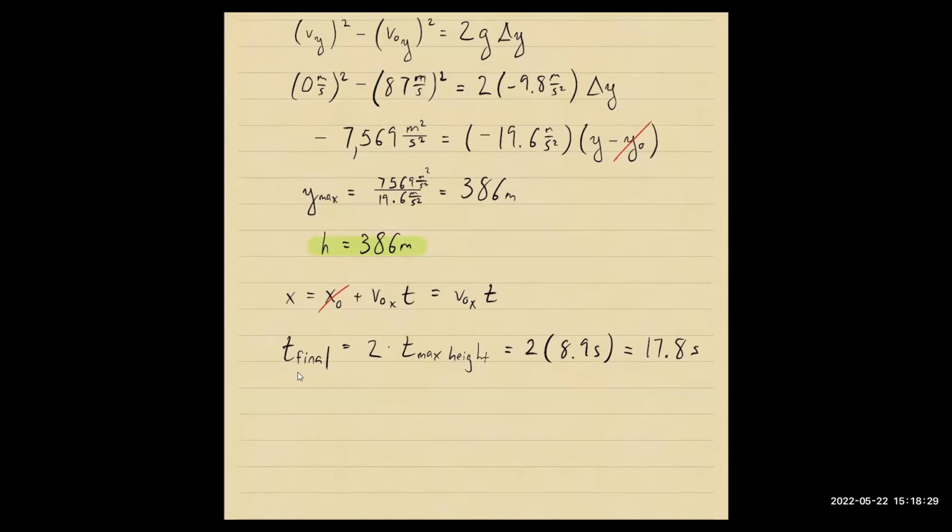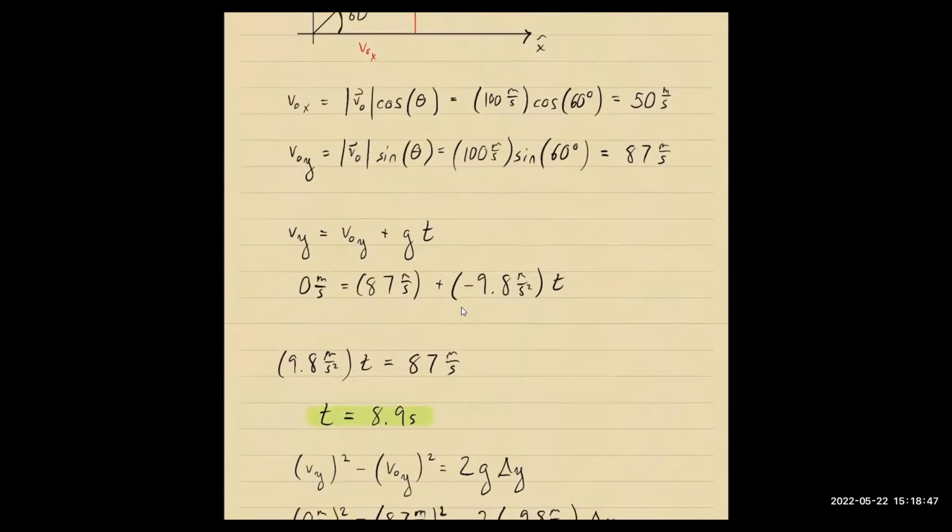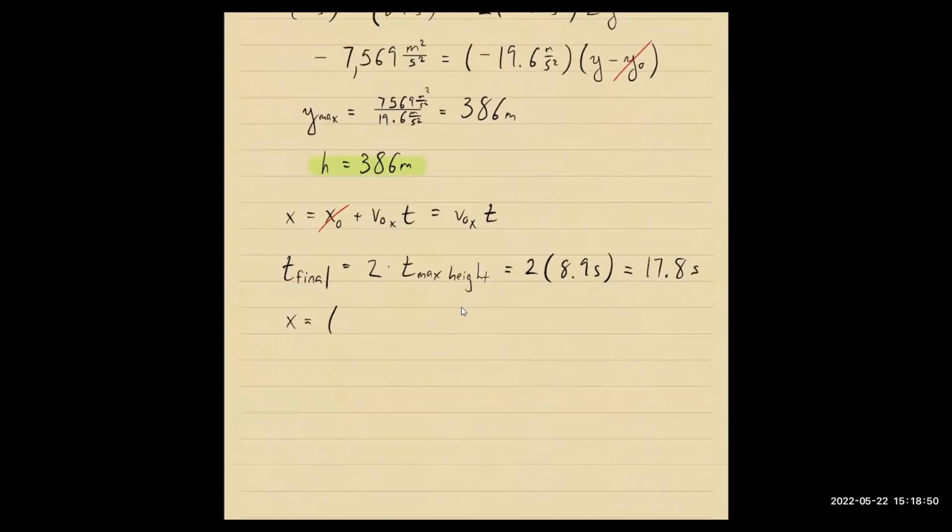So now that we know how long it took this ball to be launched and then eventually hit the ground again, we can plug that in here to find out how far the ball went. How far the ball went is equal to its initial velocity in the x direction, which off the top of my head I've forgotten. All right, 50 meters per second. So 50 meters per second in the x direction times how long the ball was in flight for, or 17.8 seconds. And this gives us a total distance of 890 meters.